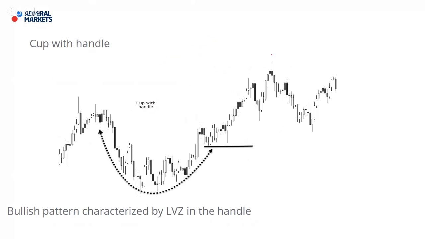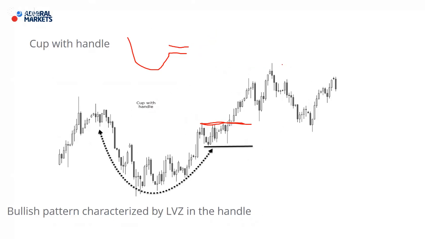Cup with handle, some people know this pattern. Actually, this is a bullish pattern. First, you see that a U shape has been formed at the bottom, and then you see a rectangle consolidation just after the U shape has been formed. This can be a cue for you that the price will continue to go up, but if you want to trade it, you need to wait for the break of the handle. When the handle is broken, I mean, I taught you to trade breakouts in three different ways.